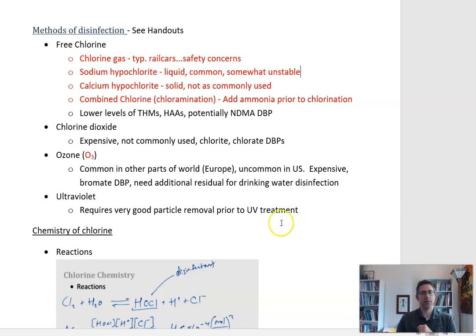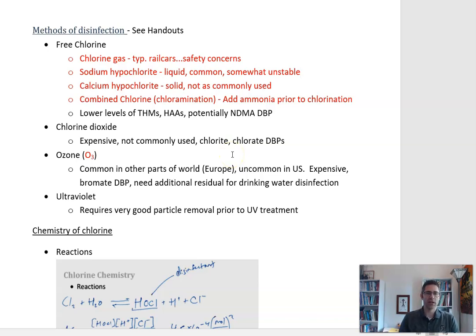UV, like I said before, requires very good particle removal. Otherwise, it's not effective because, again, you could have a big particle, an organism hiding right behind it, and when the light tries to hit that organism to disinfect it, it's hiding and it's protected. So we have to remove all those particles to make it effective. So those are the main methods of disinfection.